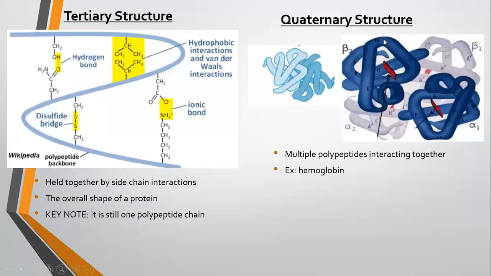Finally, the quaternary structure is when multiple polypeptides interact together. So in the picture on the left, we have two polypeptides coming together to make a protein, while in the picture on the right, we have hemoglobin, which has 4 different polypeptides coming together to make one protein.